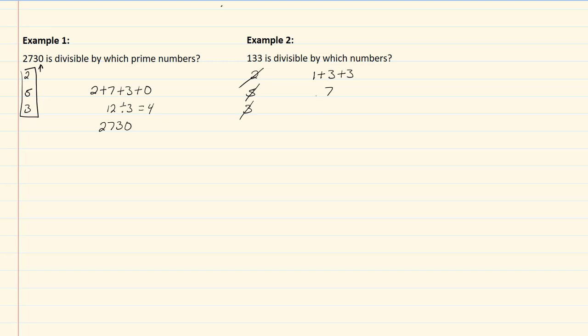So we're going to check our next prime number, which would be 7. And we have to use long division here. So we're looking at 7 going into 133. Well, 7 goes into 13 one time. There'll be 6 left over. 7 goes into 63 evenly. Actually, it's 9 times. So that means it's divisible by 7 and 19.